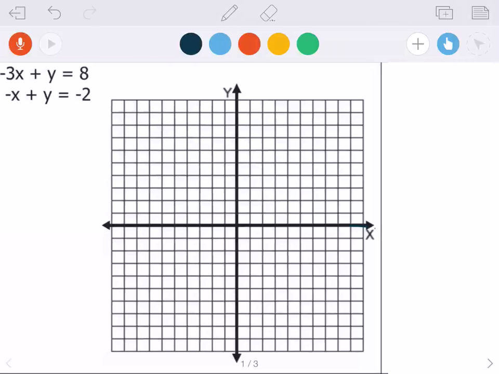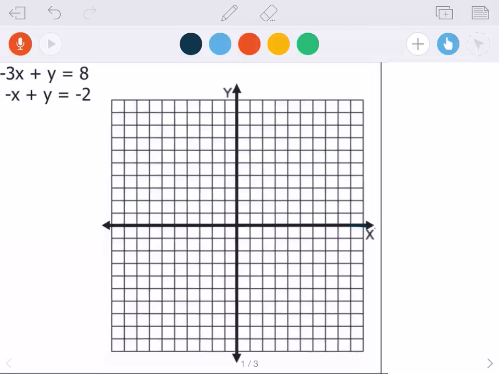This video is going to be on solving systems of equations by graphing. There are three ways to solve systems of equations, or three methods: graphing, substitution, and elimination. I will have videos on all of those, but this one is focusing on graphing.